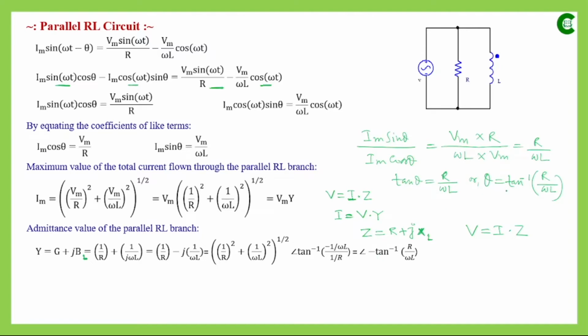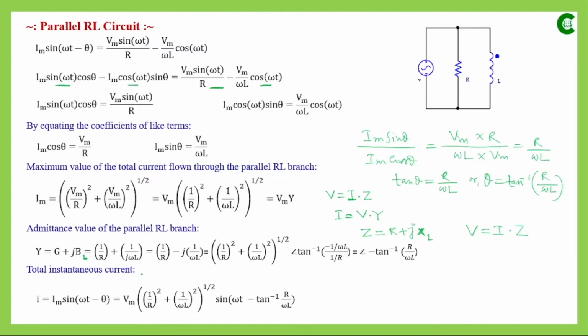So when we are talking about a positive phase angle, basically that is associated with impedance in case of a parallel RL branch, and when we are talking about a negative phase angle, the thing that will come to our mind is that it is the phase angle of the admittance. Now next we will find the total instantaneous current.